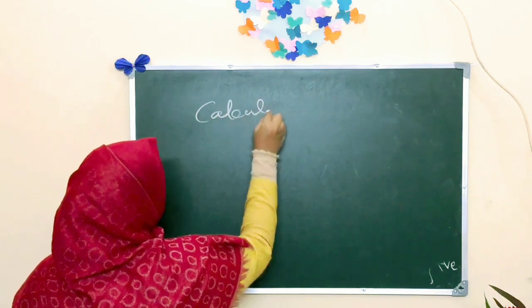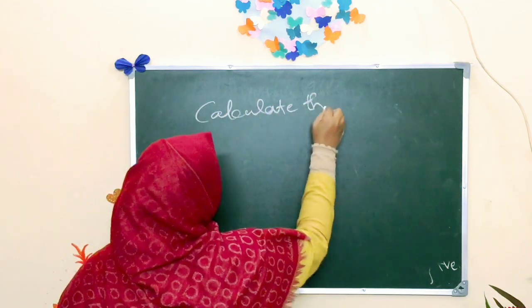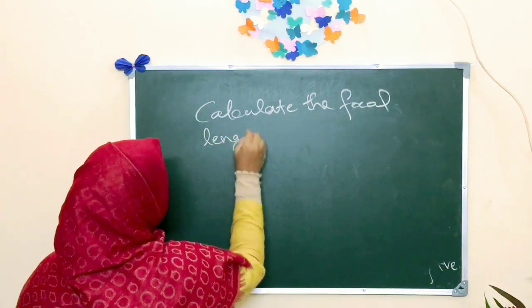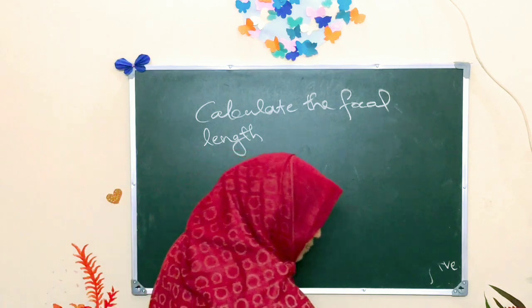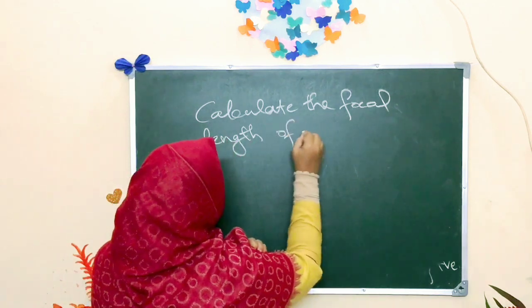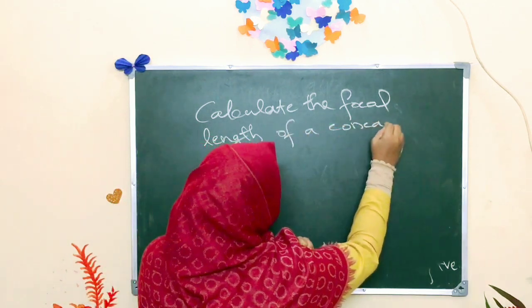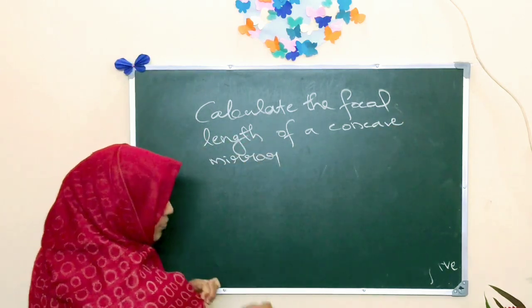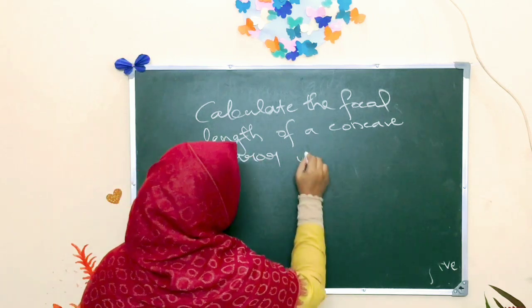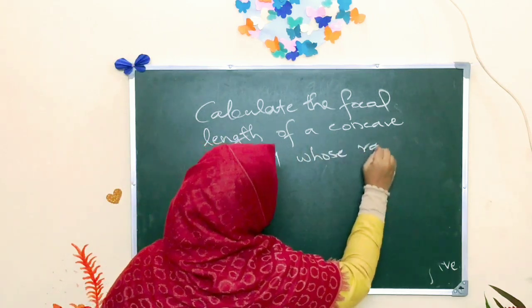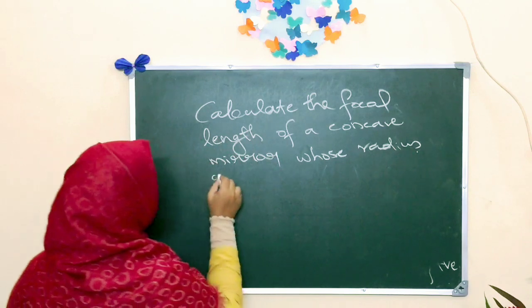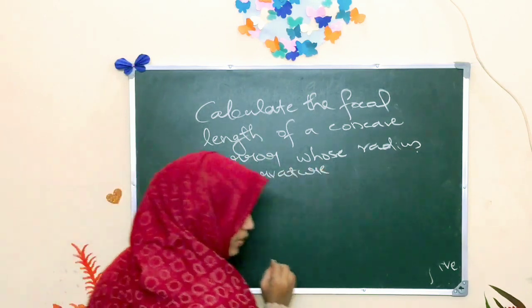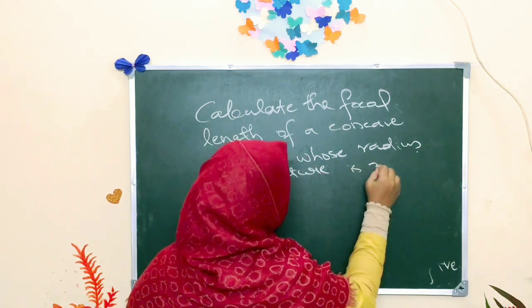Calculate the focal length of a concave mirror whose radius of curvature is 32 centimeter.